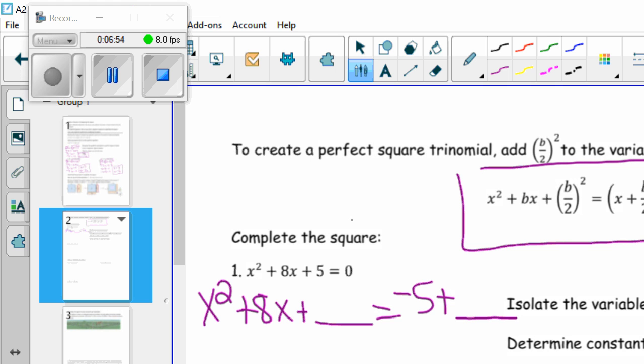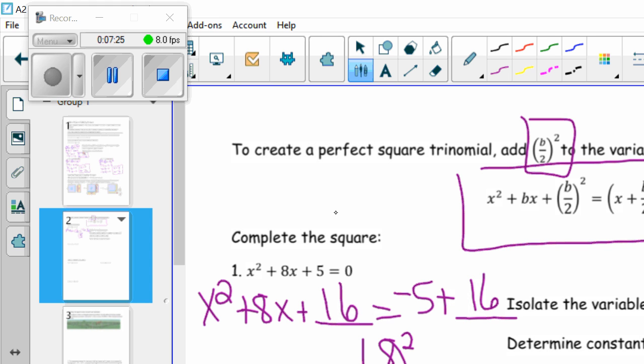So now I have to find the number that's going to make this a perfect square, the number that I'm going to add to both sides. Remember up here we said it's b divided by 2 quantity squared. My b is 8, right? So 8 divided by 2 quantity squared. 8 divided by 2 is 4. 4 squared is 16. So I'm adding 16 to both sides. And that's why I put plus blank on both sides, so I don't forget to add the 16 to both sides of my equation. Okay.